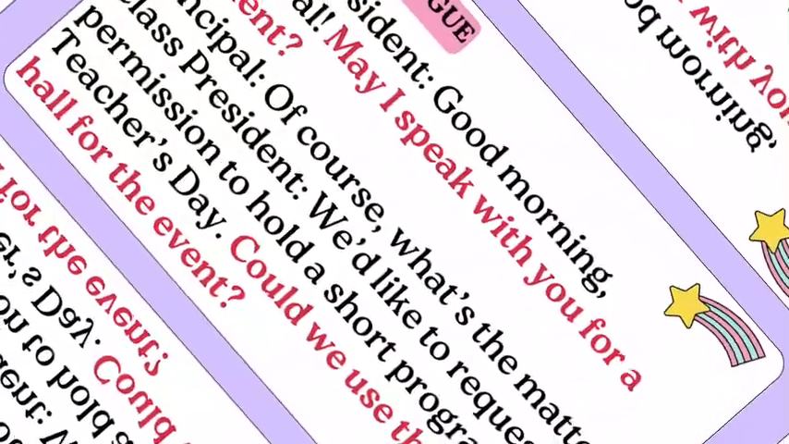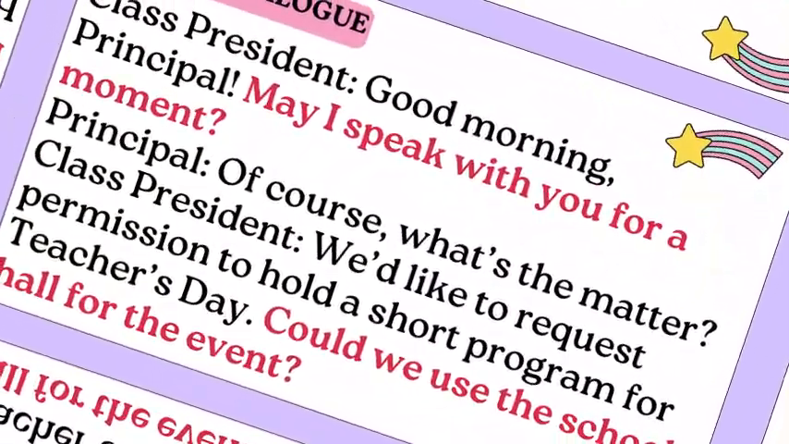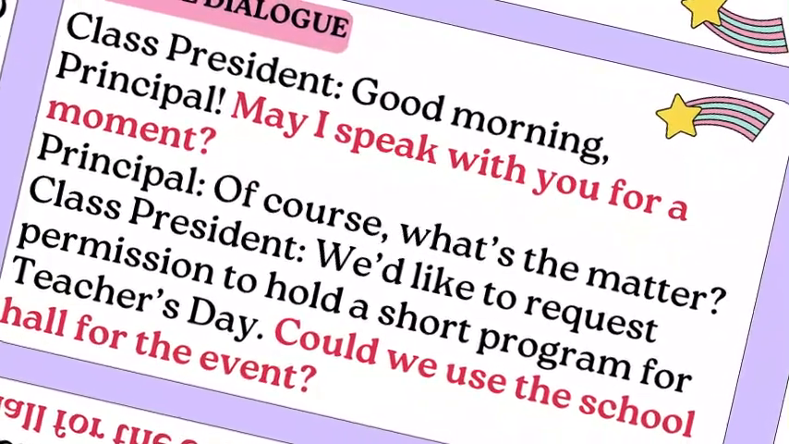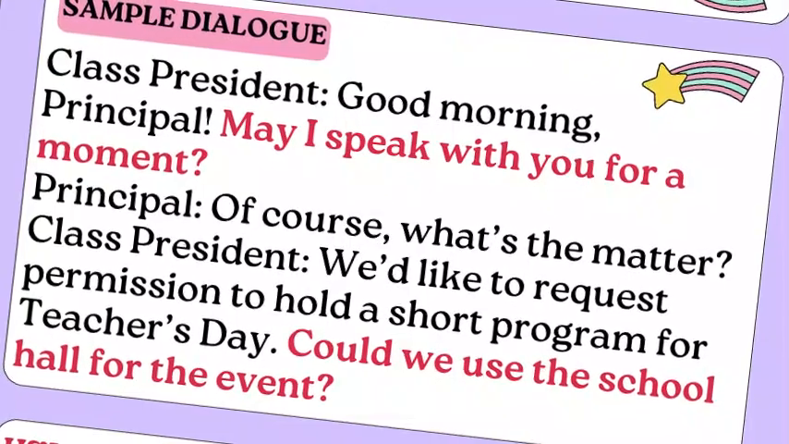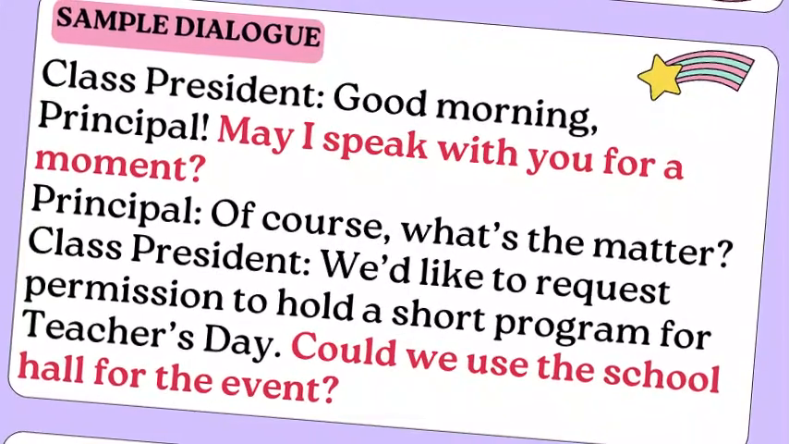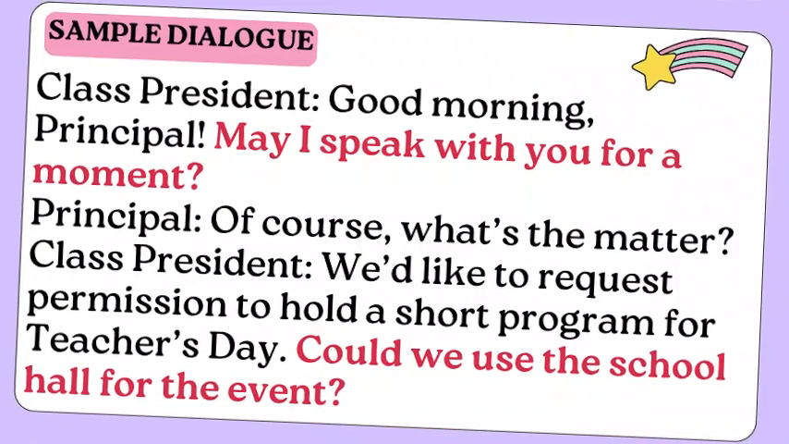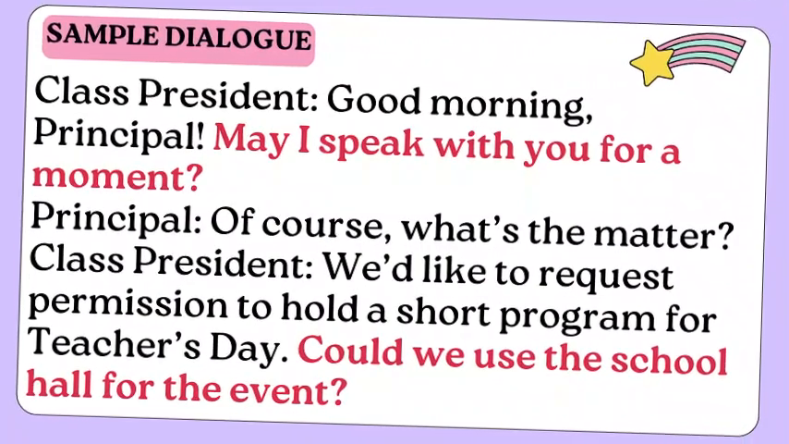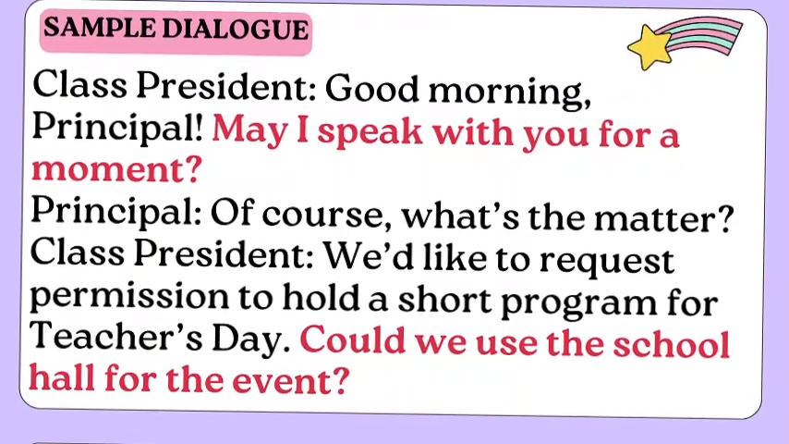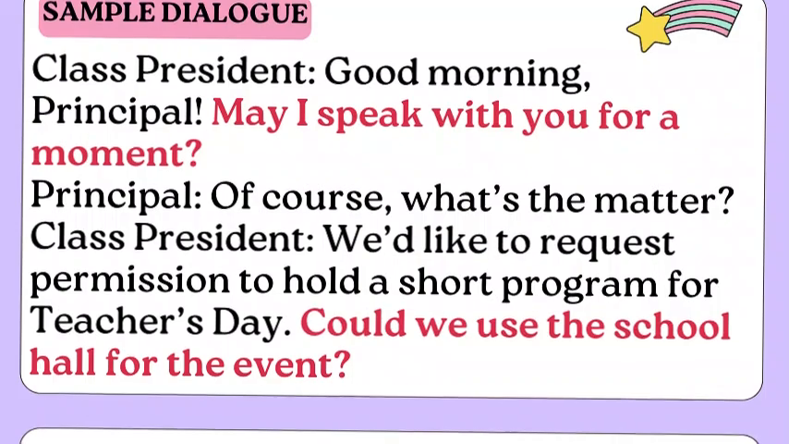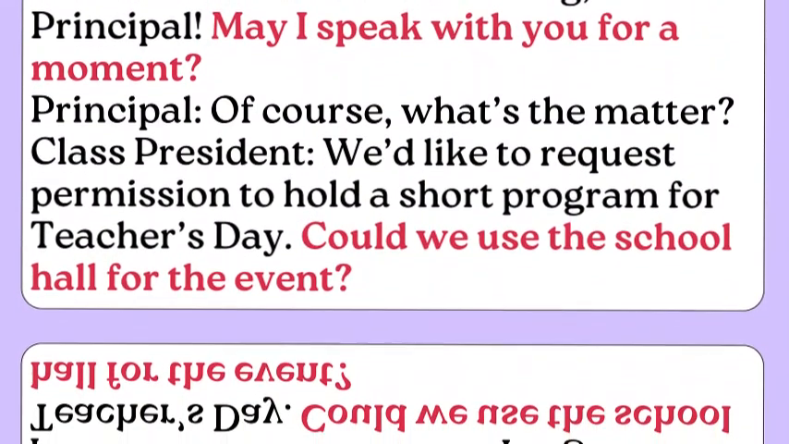Here is a sample dialogue about asking permission and making a request. Use this sample as your guide in making your own dialogue. Class President: Good morning, Principal. May I speak with you for a moment? Principal: Of course, what's the matter? Class President: We'd like to request permission to hold a short program for Teachers' Day. Could we use the school hall for the event?